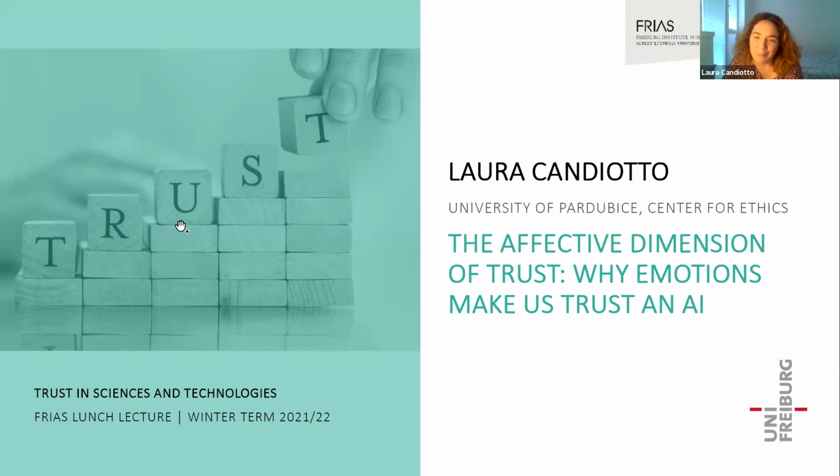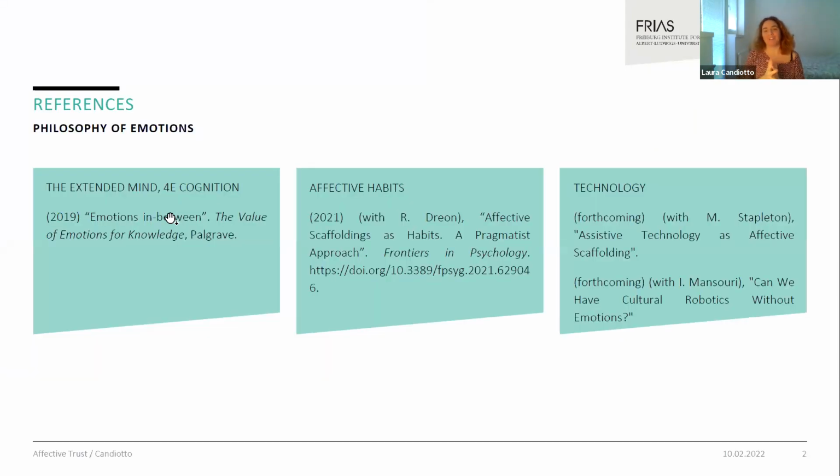So the title of my presentation is The Affective Dimension of Trust: Why emotions make us trust an AI. First of all, I would like to provide some framework for this presentation. As Philip said, I am a philosopher, working especially on emotions. The framework is mostly the extended mind view within the broader 4E cognition, the idea that cognition is embodied, embedded, enactive, and extended. I will say something more in a moment about this.